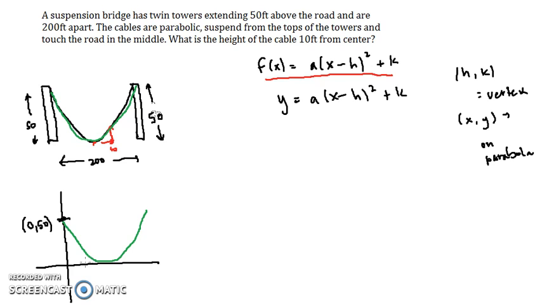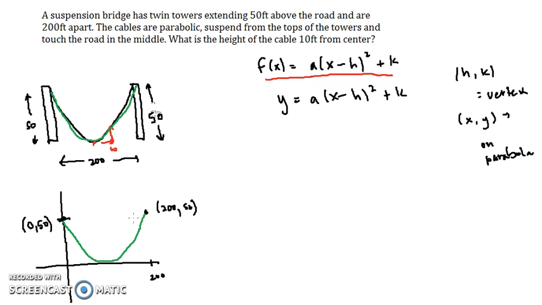Okay, so we've got 1 point. We could also figure out this point because we know that it's 200 across and 50 feet up. So 200 across and 50 feet up. This would have to be 250. Because we know that it's 200 across.